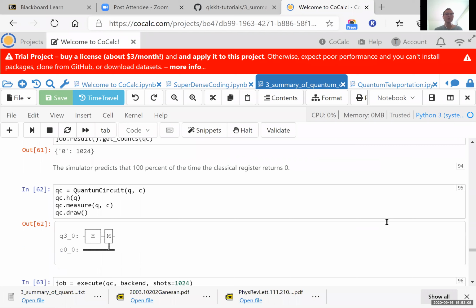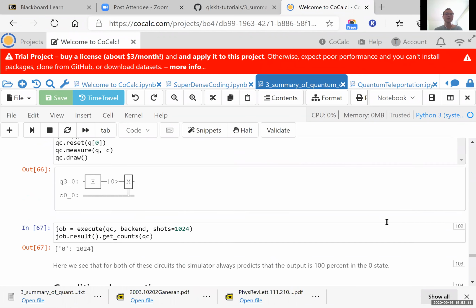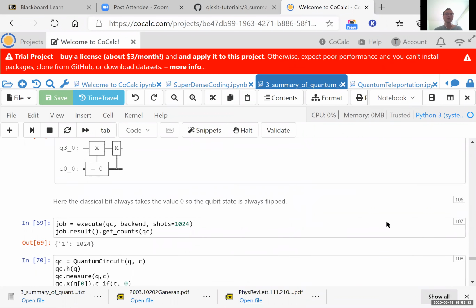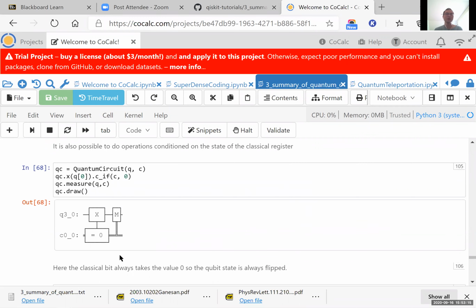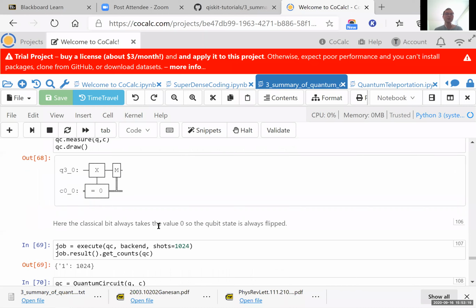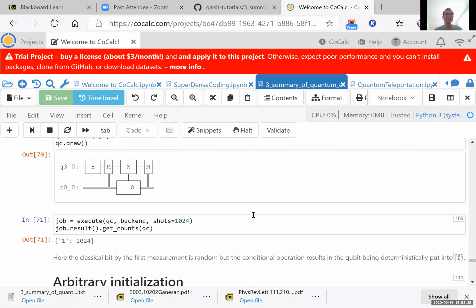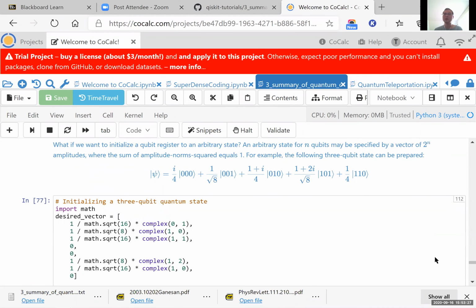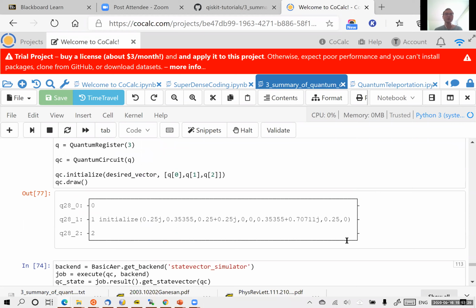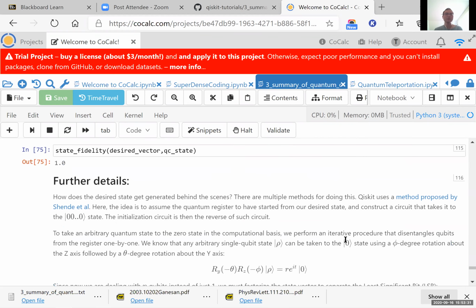Okay, there's also measurement, reset, conditional operation. You all see these. This is a classical control, but you can really just use a control gate and measurement at the end. Okay, and then you can initialize the qubit, etc.